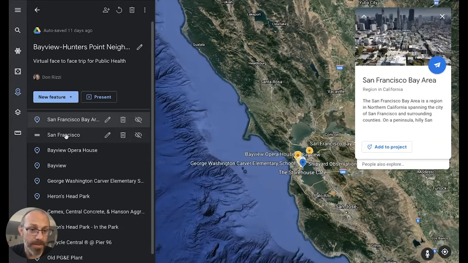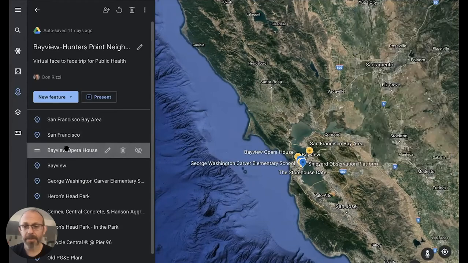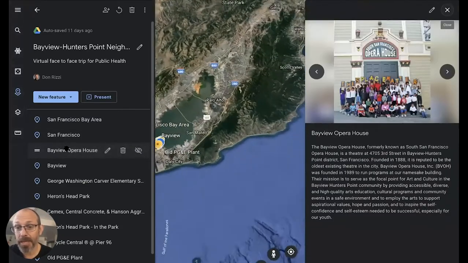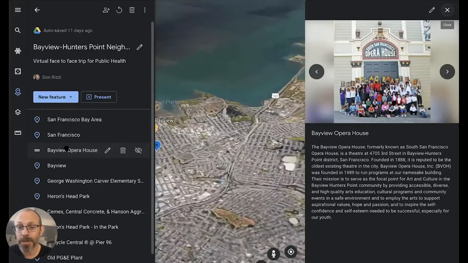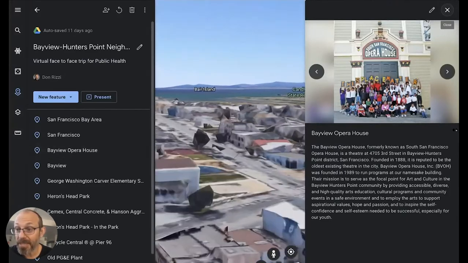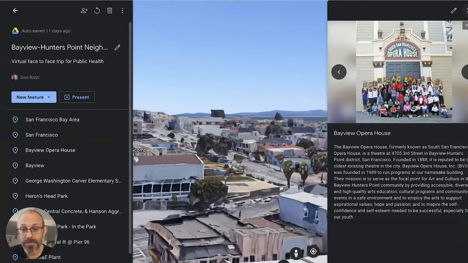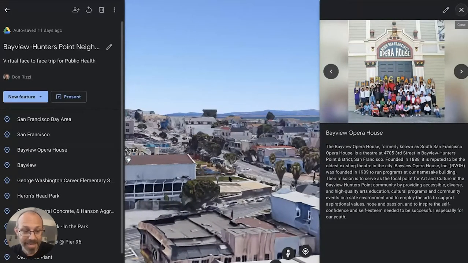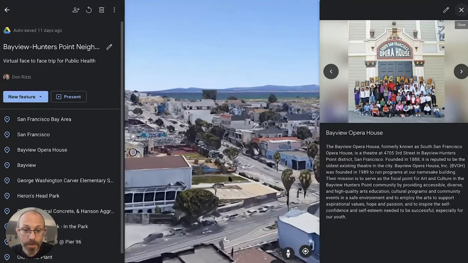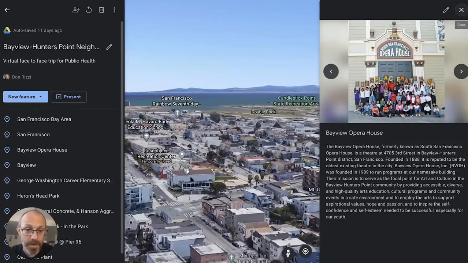I just hit the add project to my growing list on the left panel. And within this, I go to quite literally the same exact locations that I would if we were face to face. I was able, as best I could, to get to the locations that we would normally visit. Our first place being the Opera House in Bayview Hunters Point. And within that, I was able to provide some of the context for where we were.